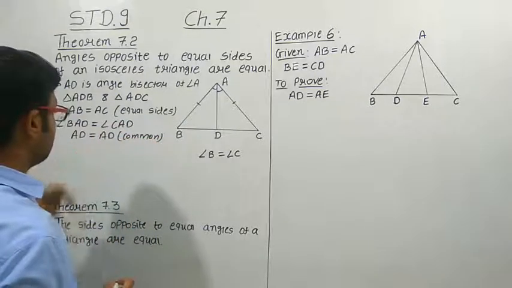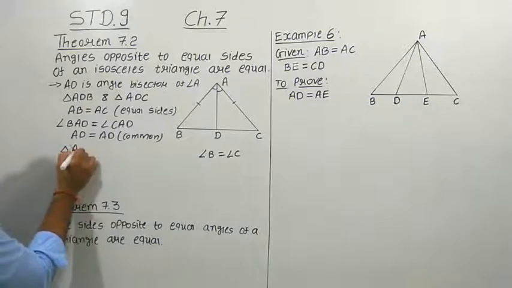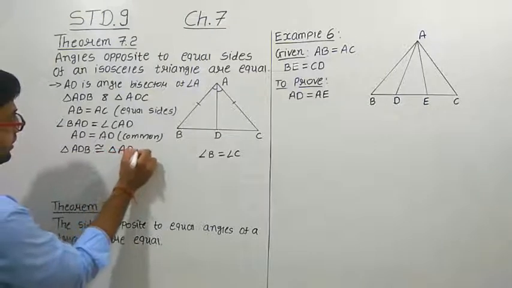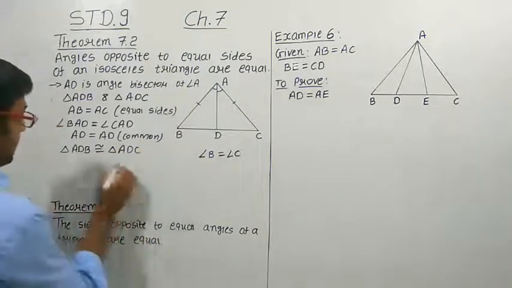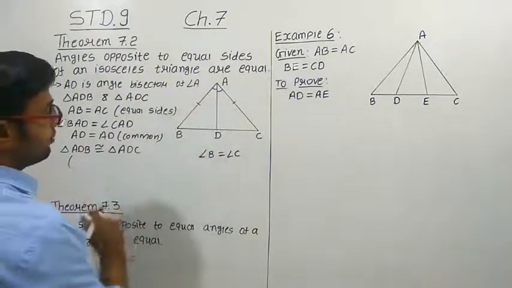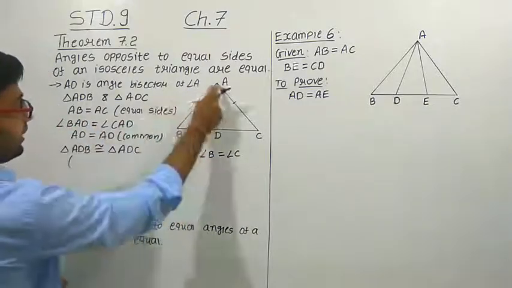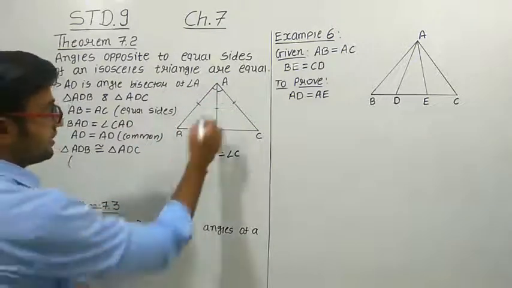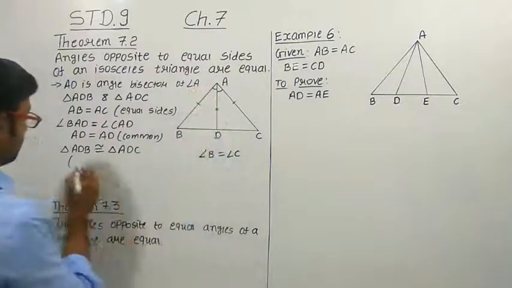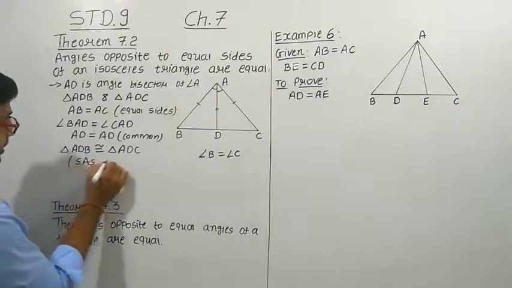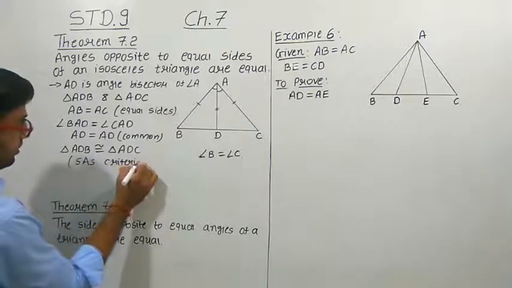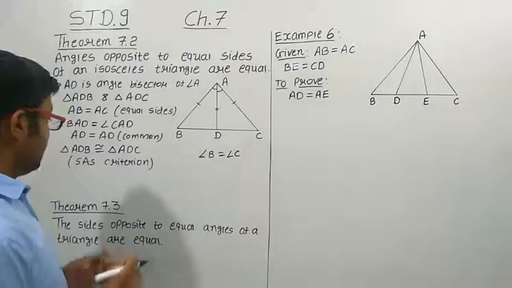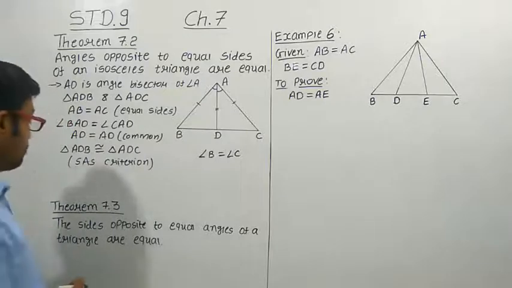So now, according to these three conditions, we can say that triangle ADB is congruent to triangle ADC. By which criterion? Consider triangle ADB: one is a side, this is the angle, and this is the other side. So this is the side angle side criterion. So by the side angle side criterion, we can say that these two triangles are congruent. If the two triangles are congruent, the corresponding parts are also equal.